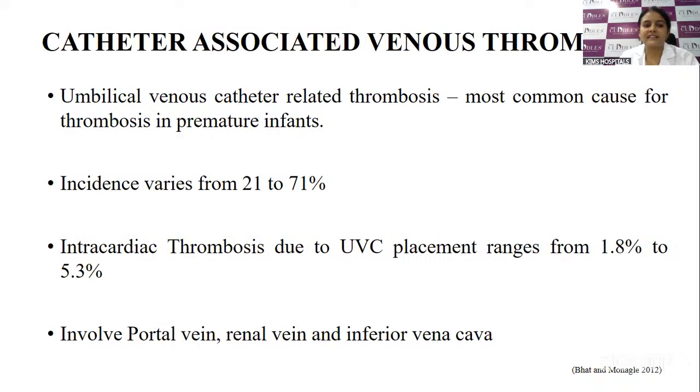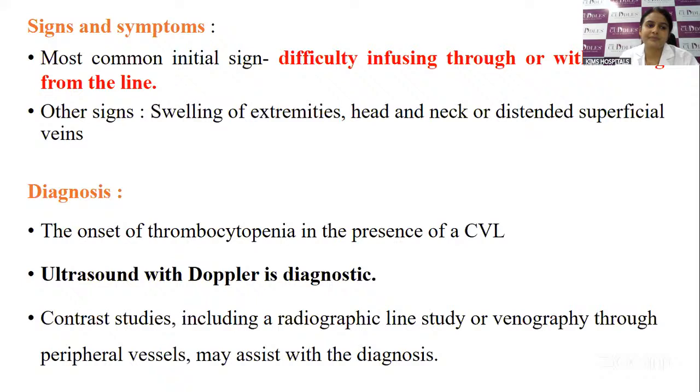Now coming to catheter-associated venous thrombosis, the umbilical vein catheter is one of the most common causes for this type of thrombosis in preterm neonates. The incidence usually varies from 21 to 71%, whereas the intracardiac thrombus that is due to UVC placement ranges from 1.8 to 5.3%. The veins that are involved are the portal vein, renal vein, and inferior vena cava.